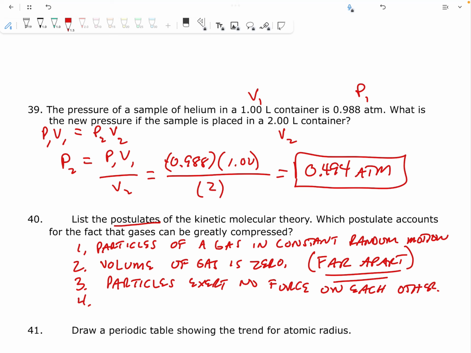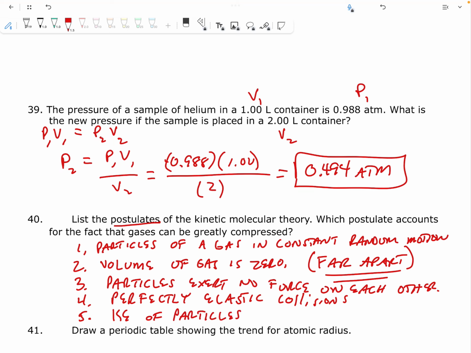And number 4, perfectly elastic collisions, meaning they don't lose energy when they bump into walls or each other. They just keep on bouncing, bouncing, and bouncing. Number 5, the kinetic energy of the particles is proportional to the temperature. So the higher the temperature, the greater the kinetic energy. The lower the temperature, the lower the kinetic energy of those particles.